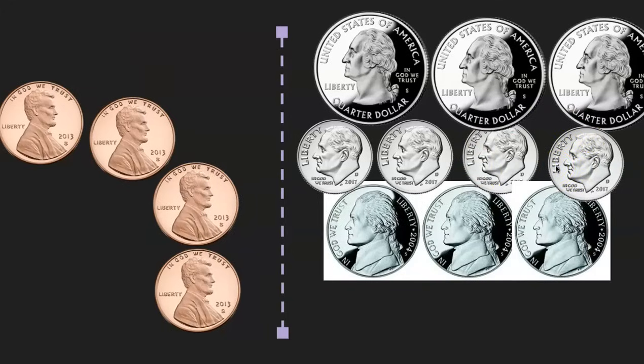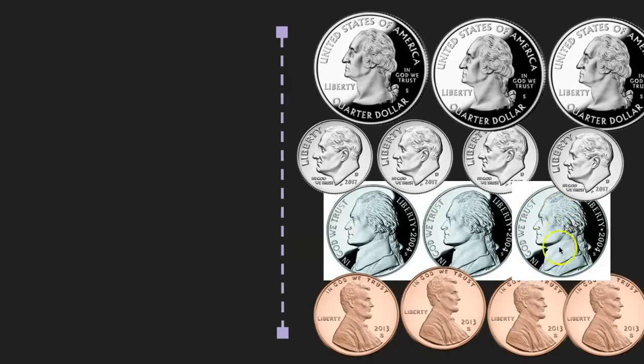Then I'm going to sort out my nickels. So 15, 20, 25, 30. And then I'm going to sort out my pennies. So $1.30. And then 31, 32, 33, 34.